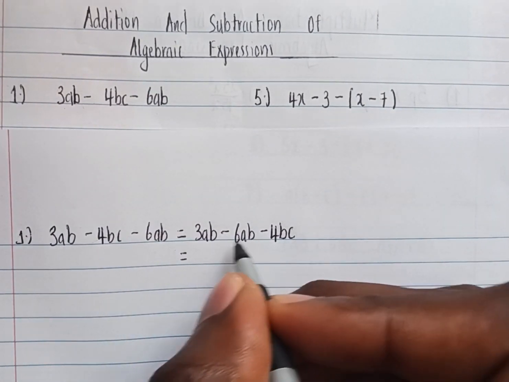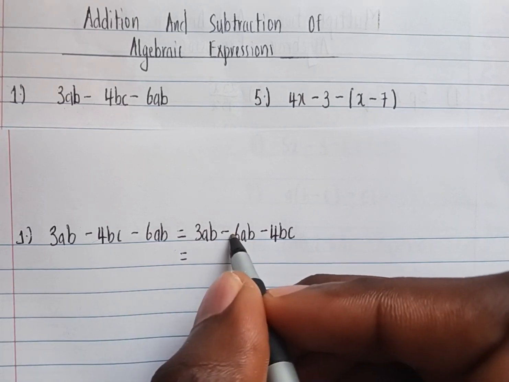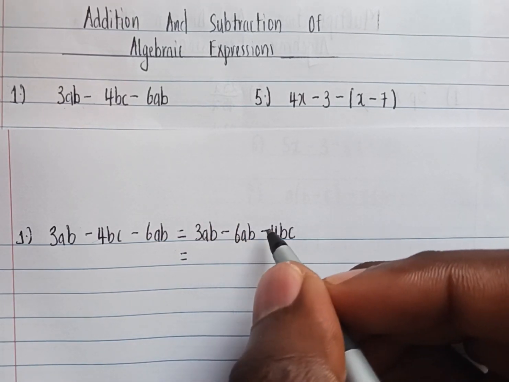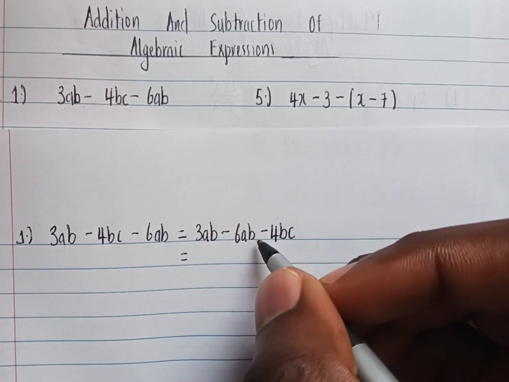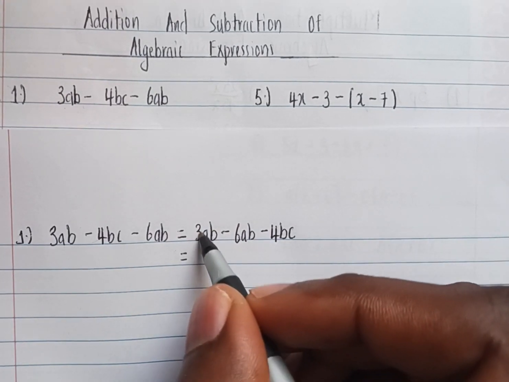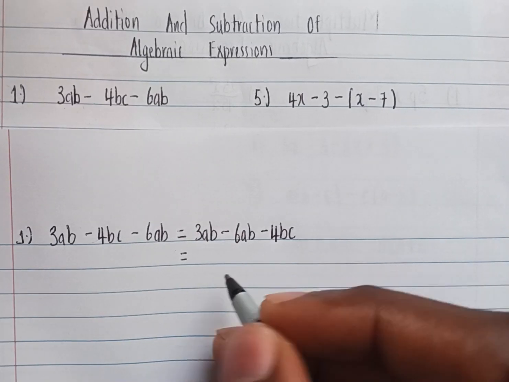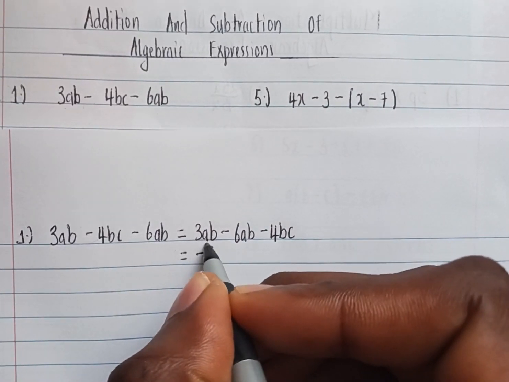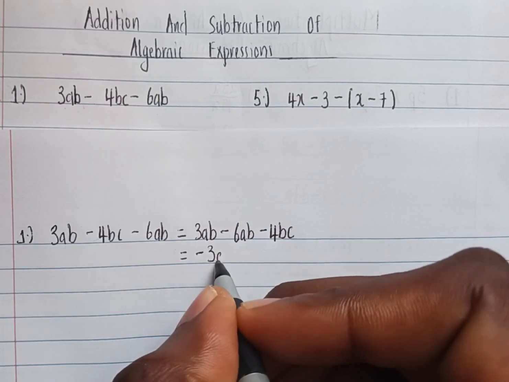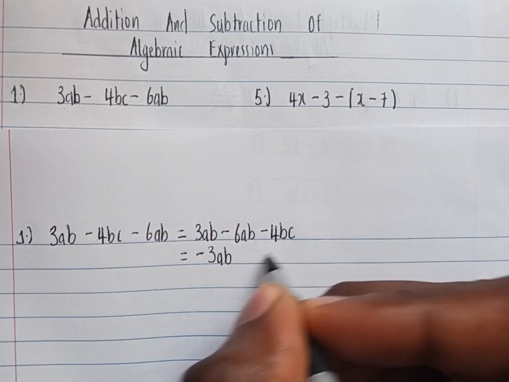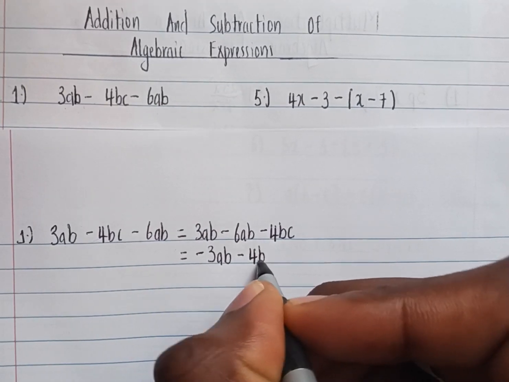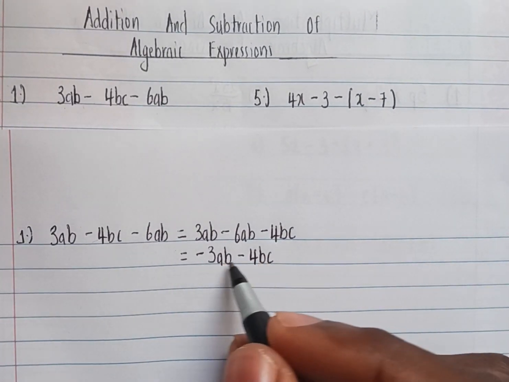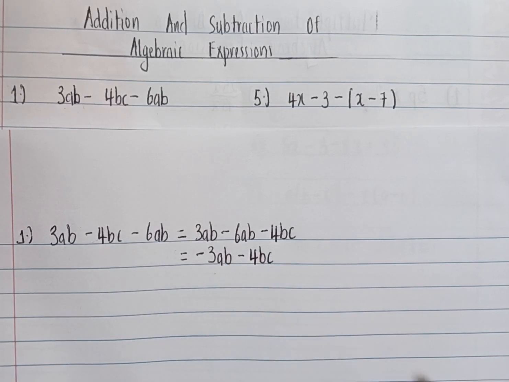So this is equal to, we have 3ab minus 6ab. The same quantity minus another quantity of the same term. So I have 3 minus 6, which is minus 3. So I have minus 3ab. I write the unlike term by the side. I have minus 4bc. And that's it. You see that I can't evaluate these because they're unlike terms. They can't be evaluated.